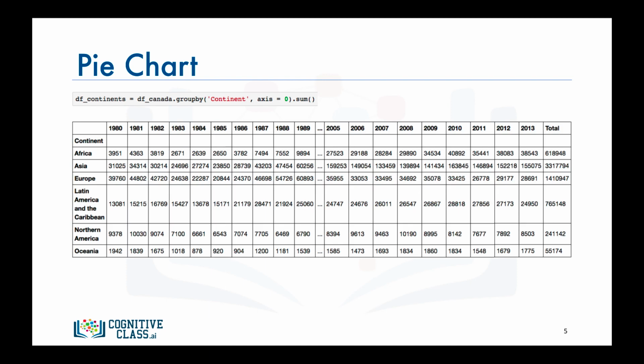Here is the resulting data frame, and let's name it df_continents. The resulting data frame has 6 rows, each representing a continent, and 35 columns, representing the years from 1980 to 2013, plus the cumulative sum of immigration for each continent. And now, we're ready to start creating our pie chart.